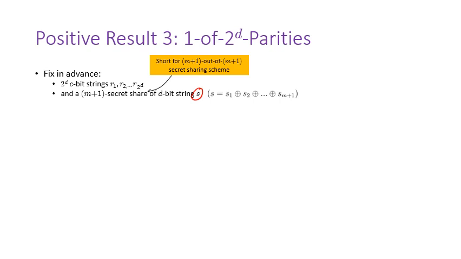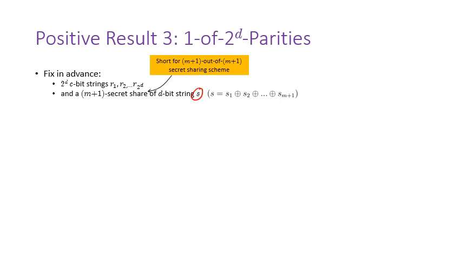The third and fourth positive results are far more advanced, and I'm only going to describe the problem setting. The third result is about a function called 1 out of 2 to the d parities. In advance, we fix these different C-bit strings: the first, the second, up to 2 to the d such different strings. Each one of them gives a different hypothesis for a parity. Then we pick some secret S, which is of size d, it has d bits, and we do an m plus 1 out of m plus 1 secret sharing. And we divide this as S1 up to Sm plus 1. This is what we do in advance.